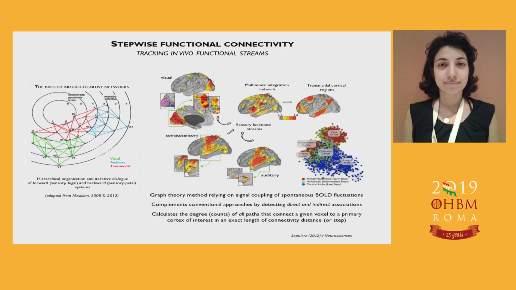Recently, a new technique called stepwise functional connectivity has recapitulated this idea. Basically, it is a graph theory method relying on the signal coupling of spontaneous BOLD fluctuations. It complements conventional approaches by detecting direct and indirect associations. The way it works, it calculates the degree of all paths that connect a given voxel to the primary cortex of interest at the exact length of connectivity distance, which we call steps. This technique was originally developed in 2012 by a group at Harvard University.